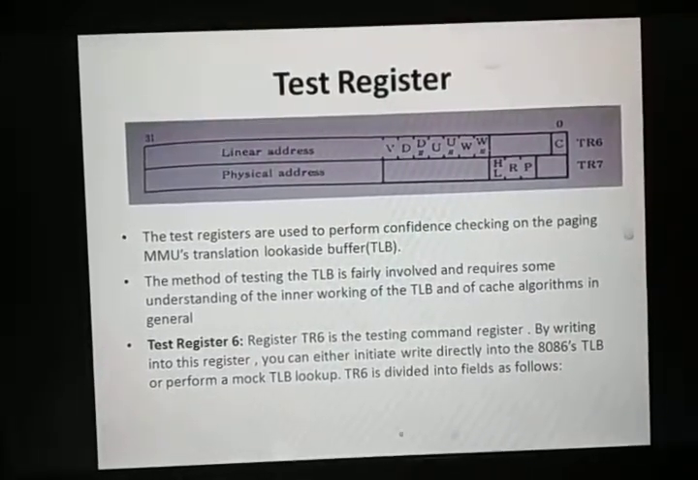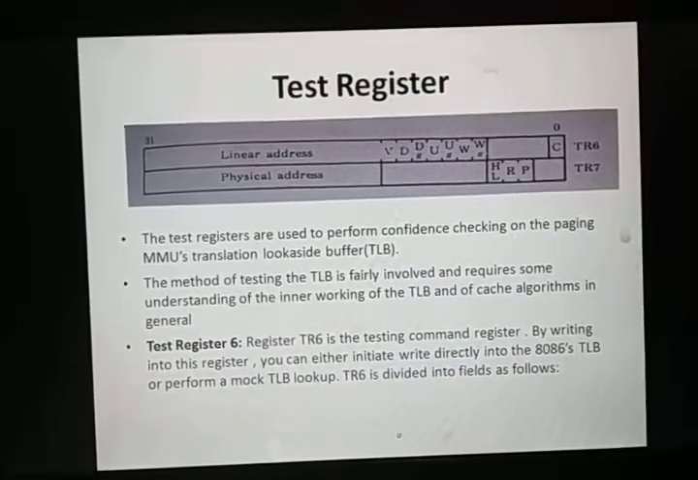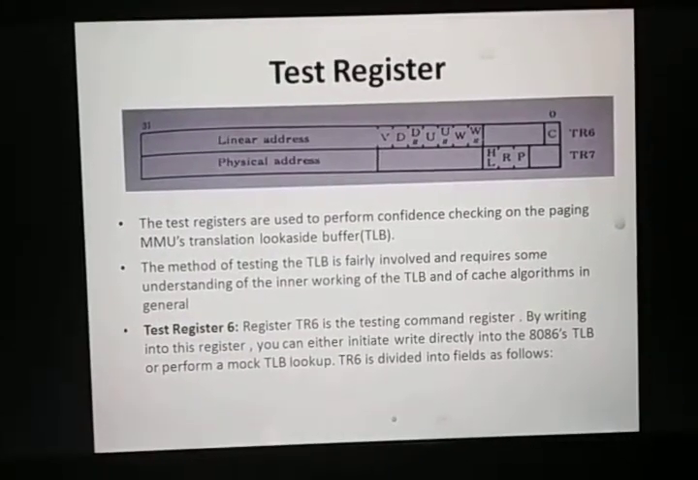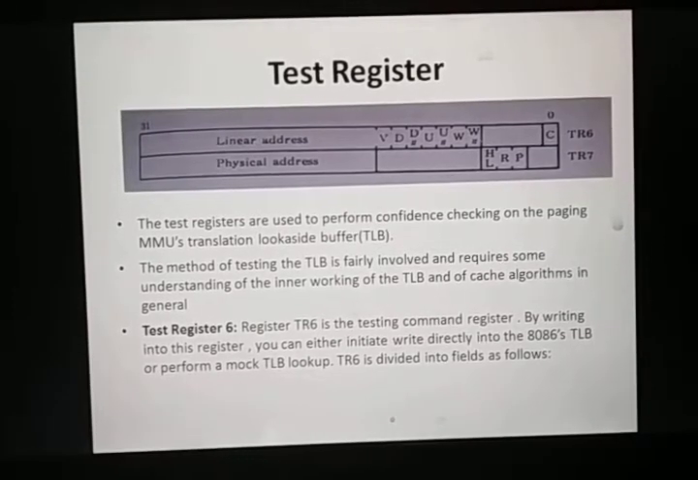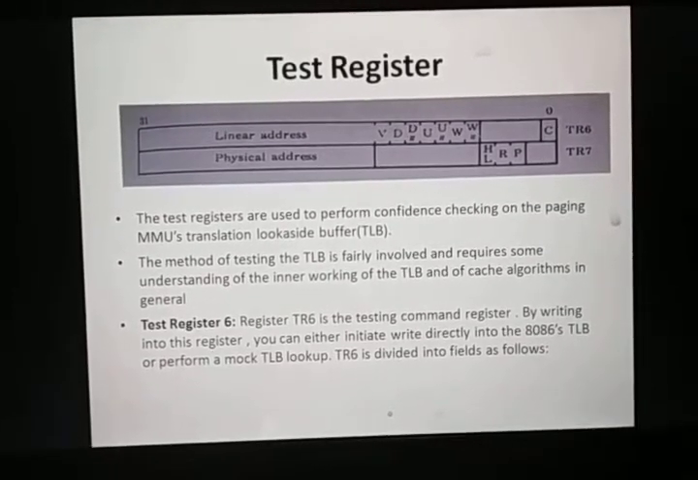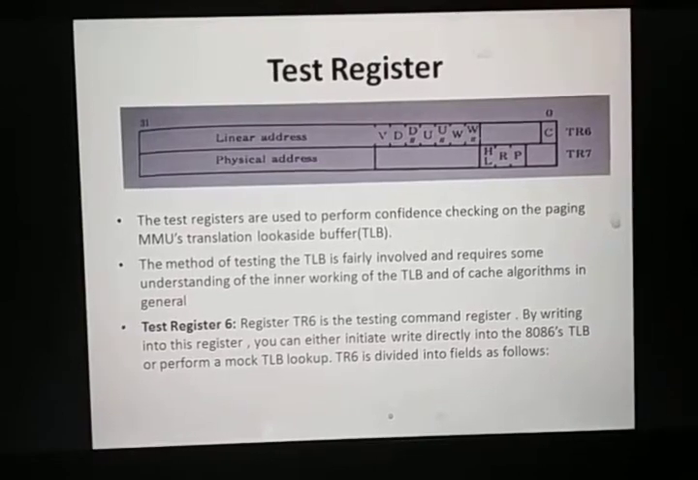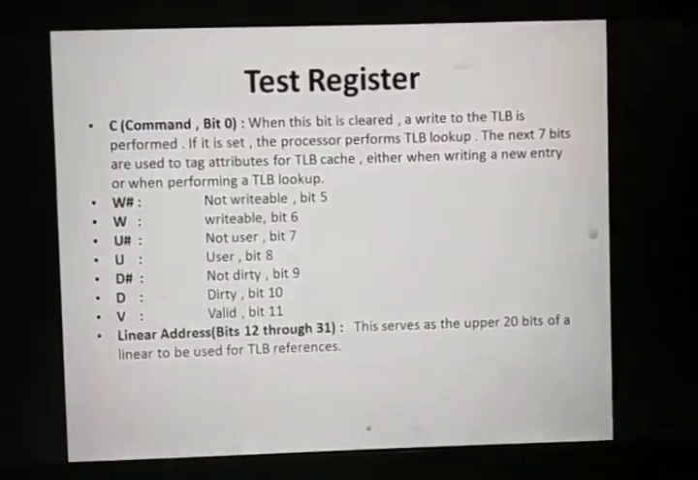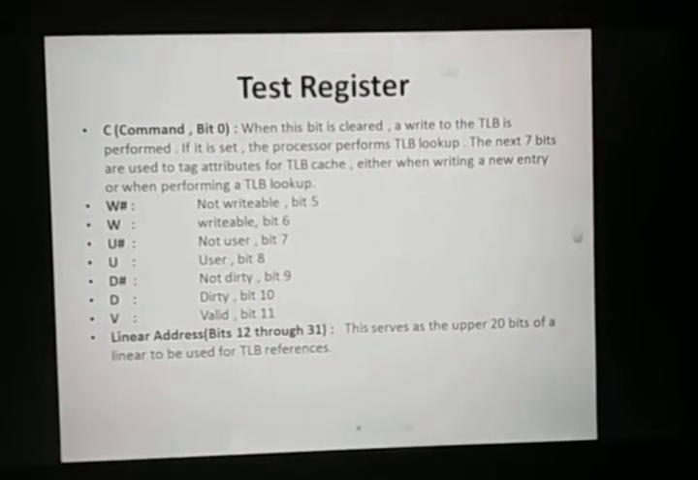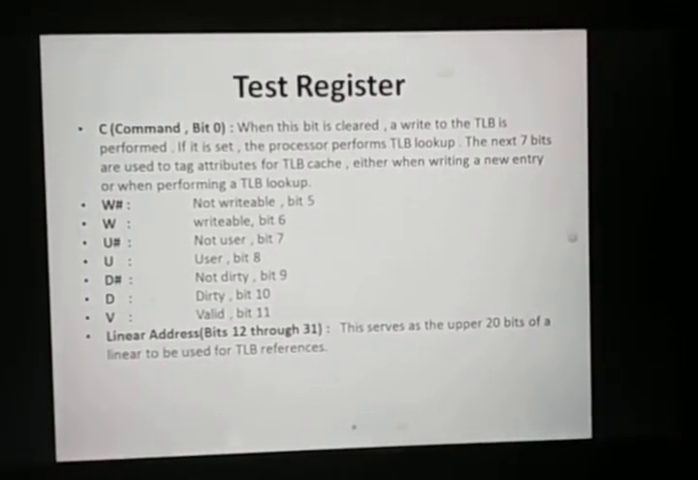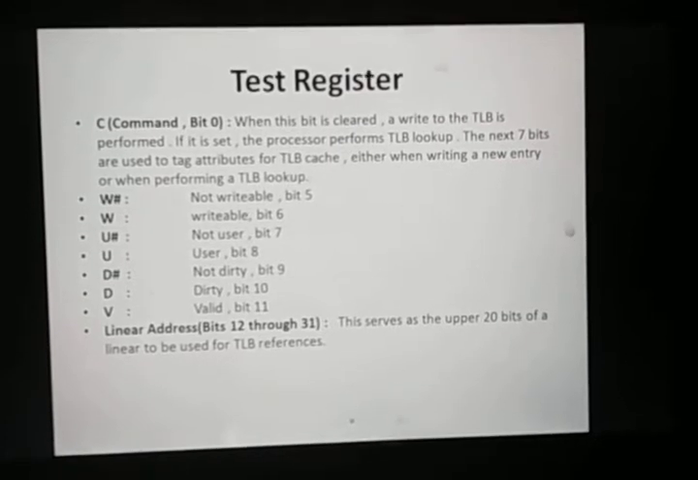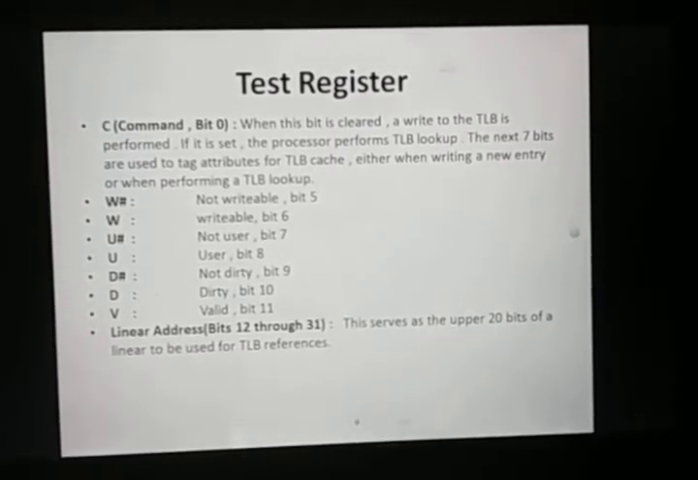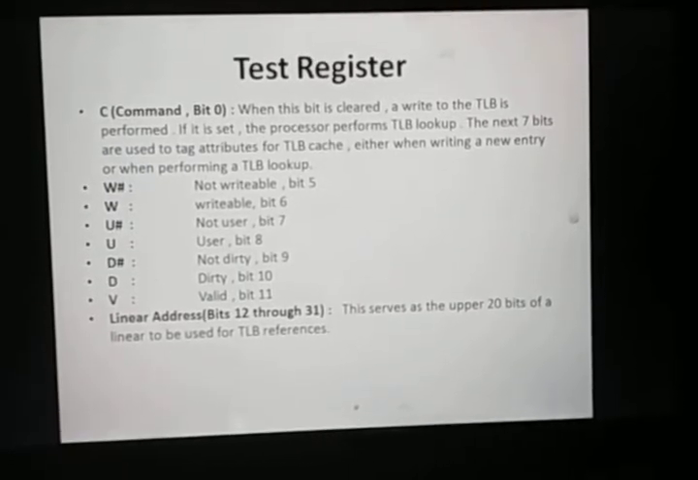You can see here the TR6 register. The first bit is the C bit, the command bit. By writing into this register, you can either initiate a write directly into the 80386 TLB or perform a mock TLB lookup. TR6 is divided into fields as follows. The command bit is bit number 0. When this bit is cleared, a write to the TLB is performed, meaning you can perform the write operation on the TLB. Otherwise, if this bit is set to 1, you will perform a TLB lookup.